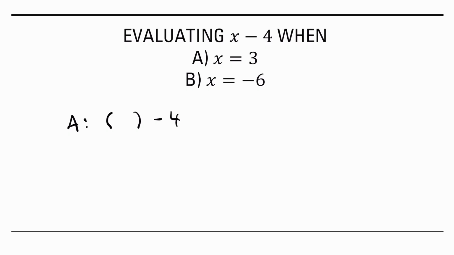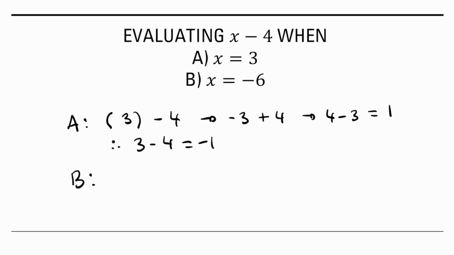And now I can see that for a, x equals 3. So 3 minus 4. We could flip the signs to make it easy, and we get negative 3 plus 4. If I rearrange that, I would then get 4 minus 3, and 4 minus 3 equals 1. Therefore, 3 minus 4, which is the opposite of 4 minus 3, is equal to negative 1. So for the first one, for x minus 4 when x equals 3, it equals negative 1. Now for b, we would then do the exact same setup, but in this example we're putting in negative 6.